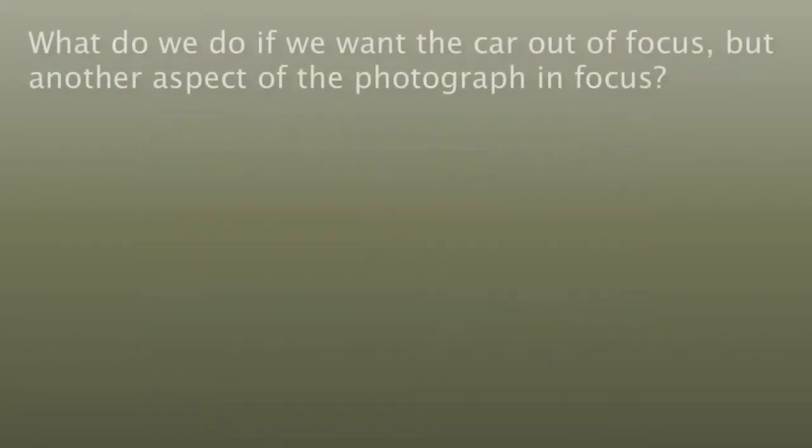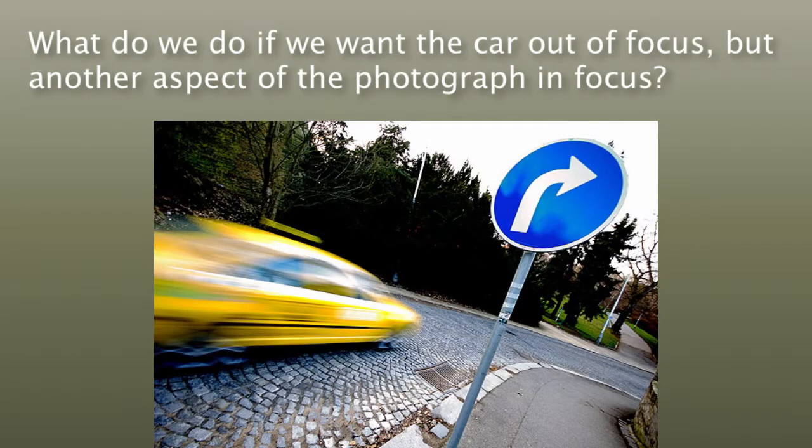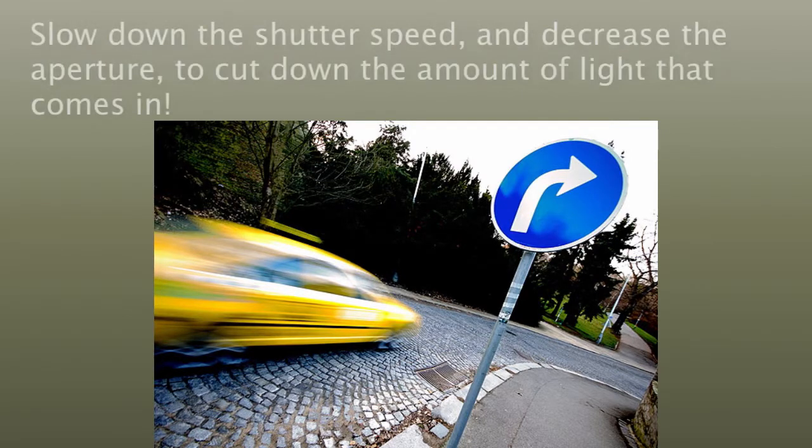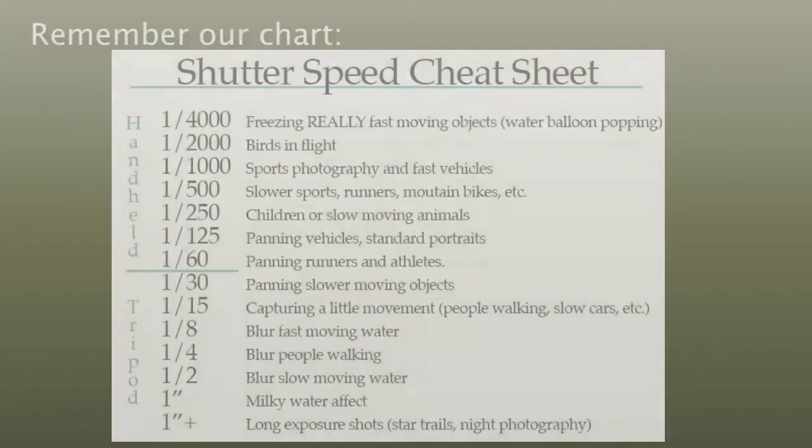If the object is moving from left to right, the camera needs to move at that same speed from left to right. Panning takes practice. What do we do if we want the car out of focus, but another aspect of the photograph in focus? Slow down the shutter speed and decrease the aperture to cut down the amount of light that comes in. And remember our chart.